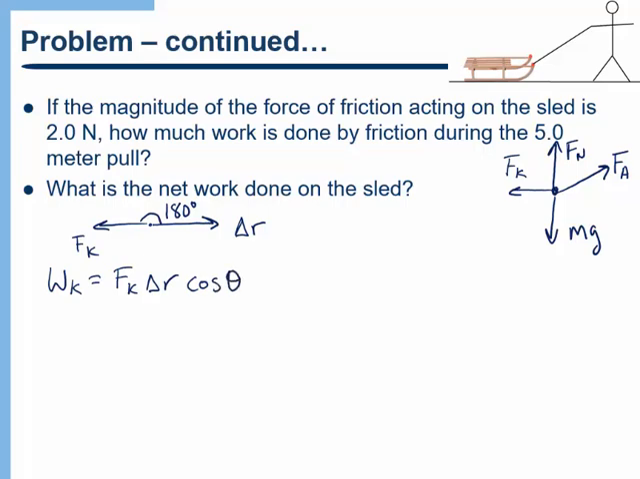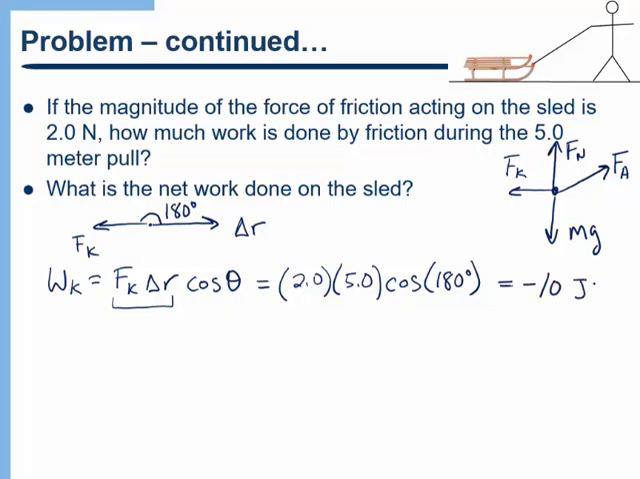When you plug in here, make sure you put in the magnitude of the force, 2 newtons, the magnitude of the displacement, which is 5, and then the cosine of 180. That's where the minus sign comes from. Do not stick the minus sign in here, because in the formula, F and delta r are magnitudes. When you calculate that, you should get negative 10 joules. So that's the work done by friction.